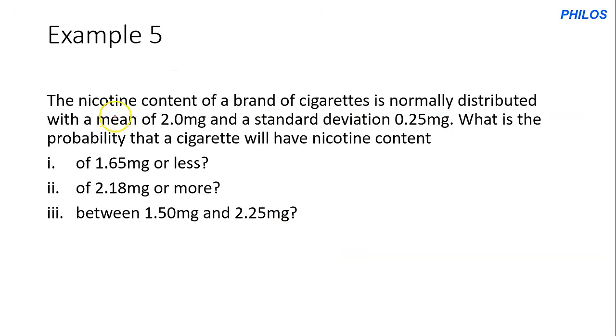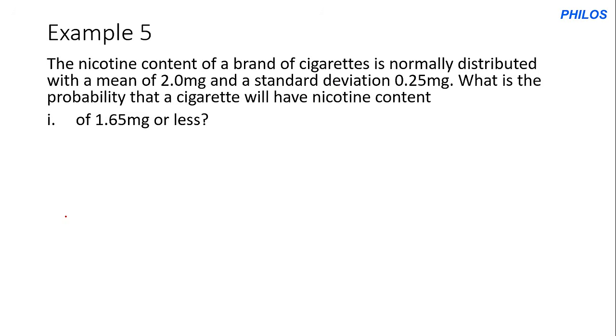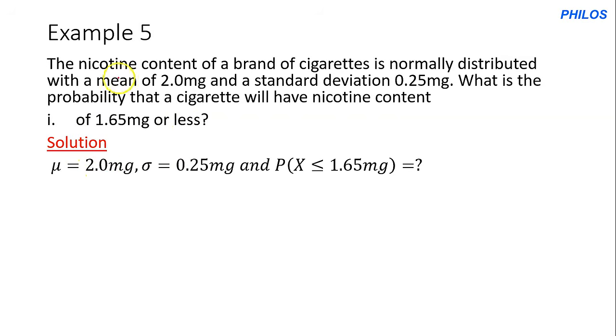Example 5 says, the nicotine content of a brand of cigarettes is normally distributed with a mean of 2.0 milligram and a standard deviation of 0.25 mg. What is the probability that a cigarette will have nicotine content? Now there are 3 sub-questions under this. So let's take them one after the other. So the first one says, what is the probability that a cigarette will have nicotine content of 1.65 mg or less? So to solve this, remember the mean is 2.0 mg according to the question, and then the standard deviation is 0.25 mg.